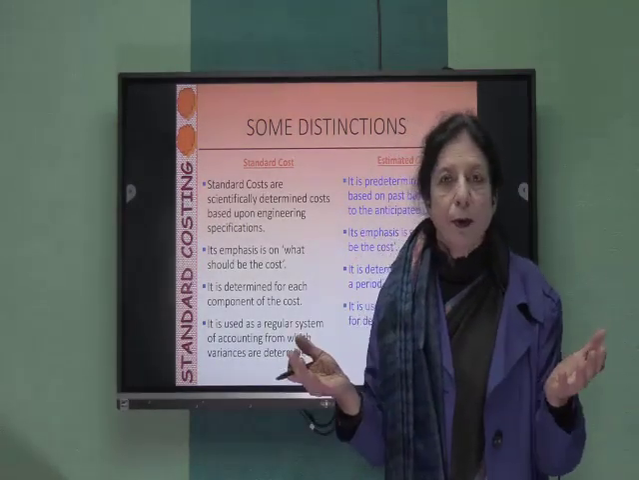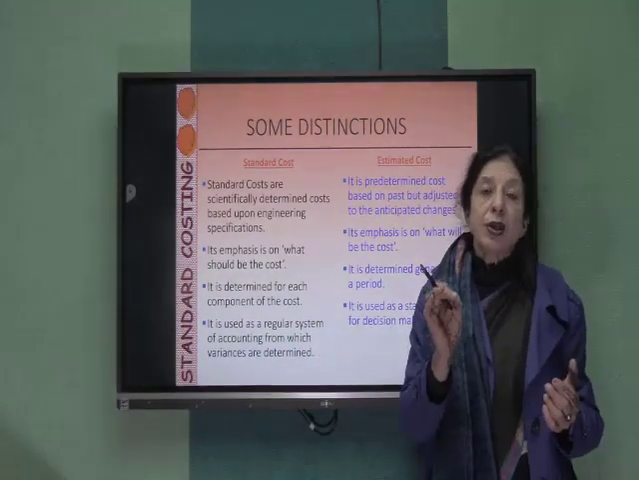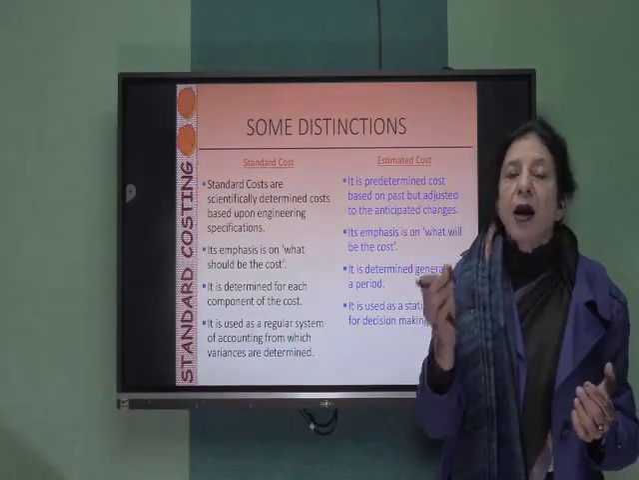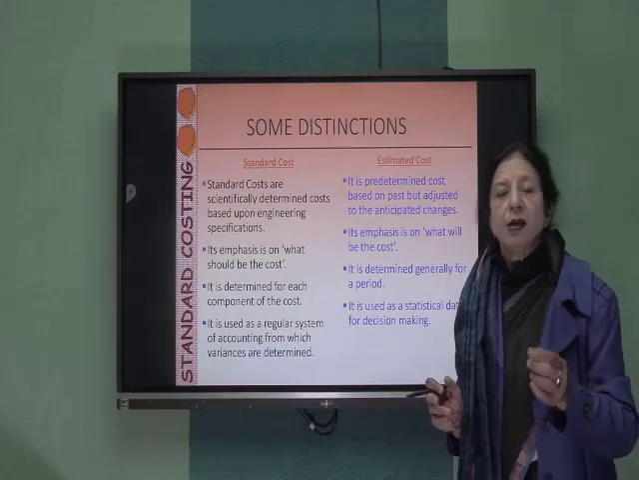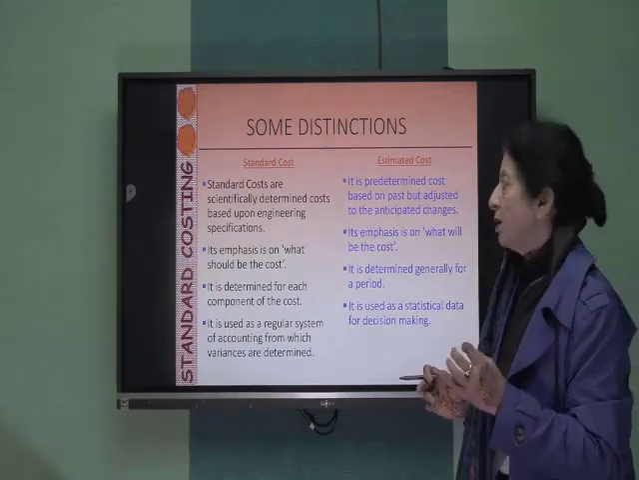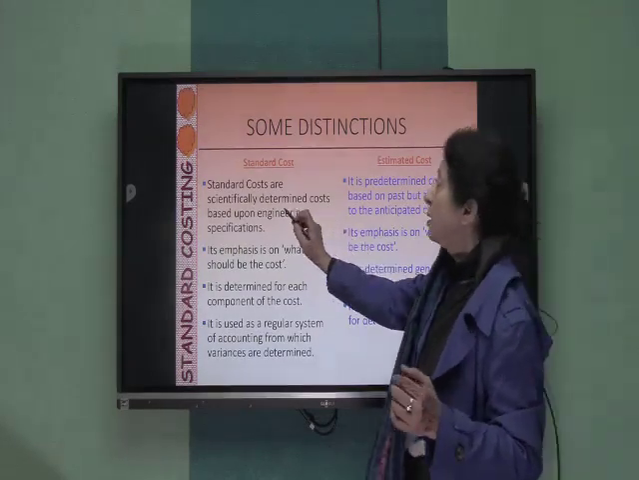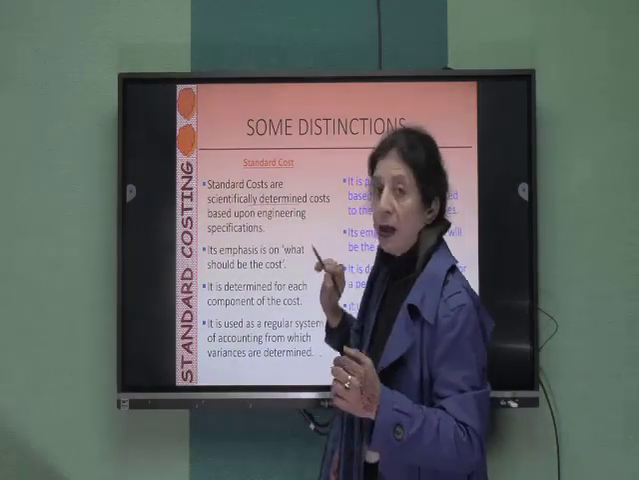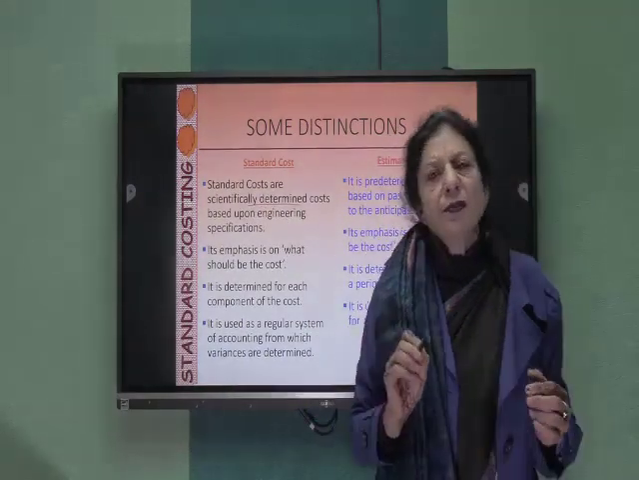That's the common point. But the standard cost is what should be the cost, and the estimated cost is what would be the cost. That is, the standard costs are scientifically determined. Now, what do you understand by the term scientifically determined?